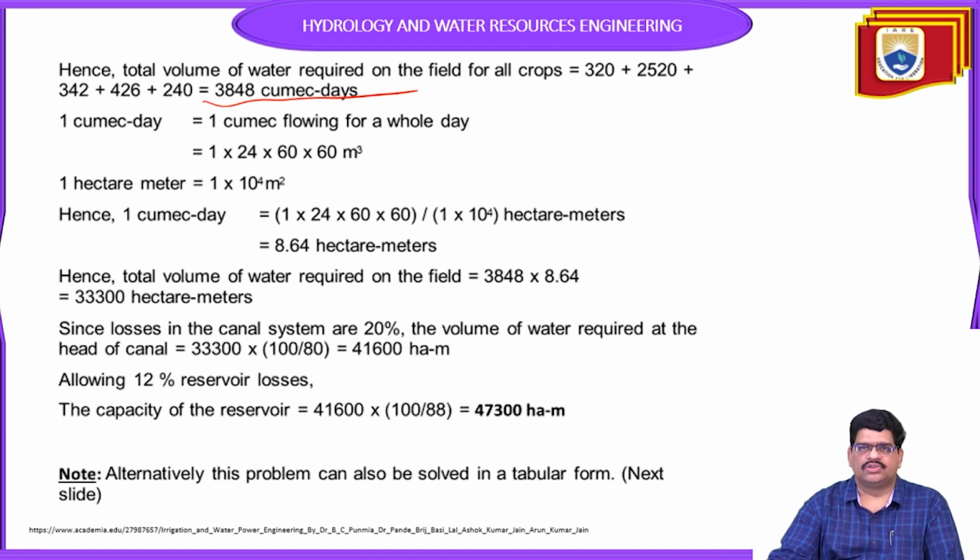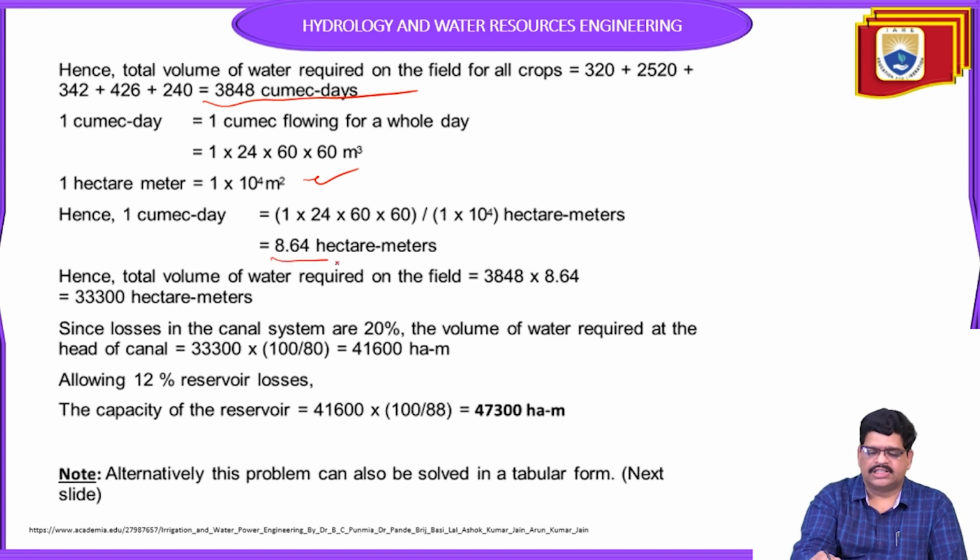1 cumec per day is equal to 1 into 24 hours into 60 into 60, which is in cubic meters. 1 hectare meter is equal to 1 into 10 to the power of 4 square meters after conversion. So 1 cumec-day is equal to 1 into 24 into 60 into 60 divided by 1 into 10 to the power of 4 hectare meters, which is 8.64 hectare meters, as we previously discussed about duty, delta and base period. Hence, the total volume of water required on the field is 3848 into 8.64.